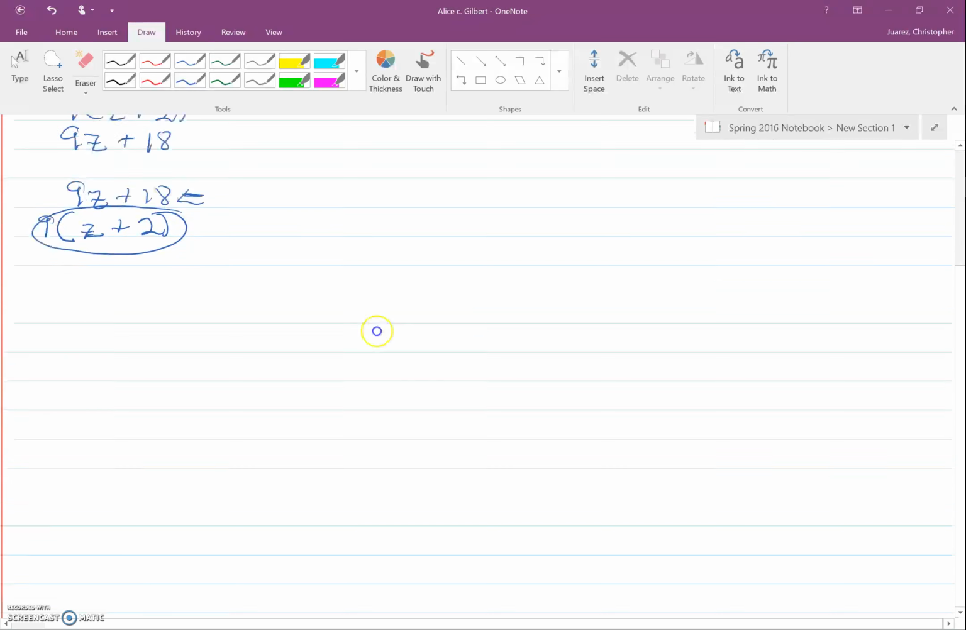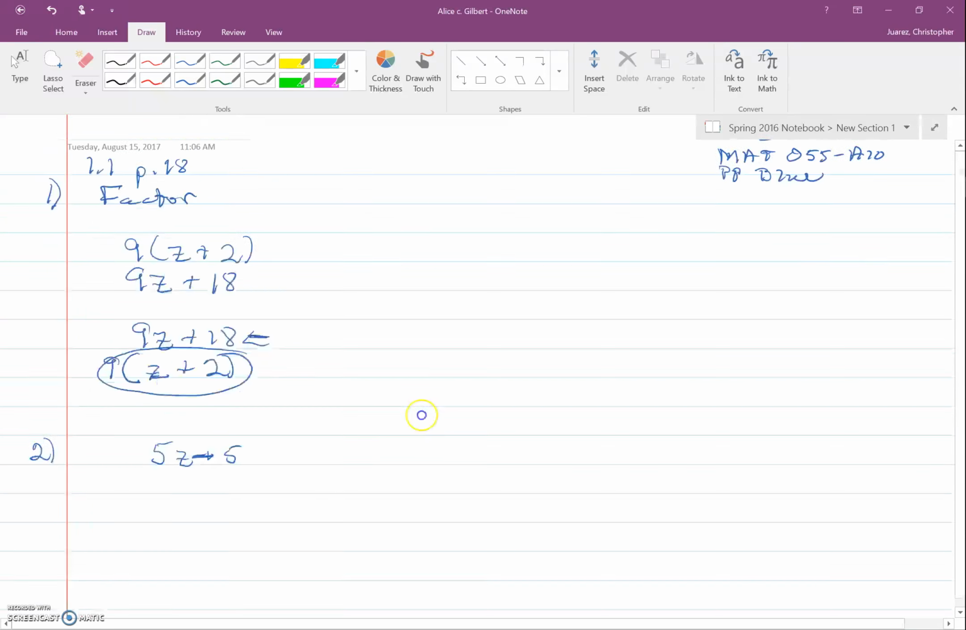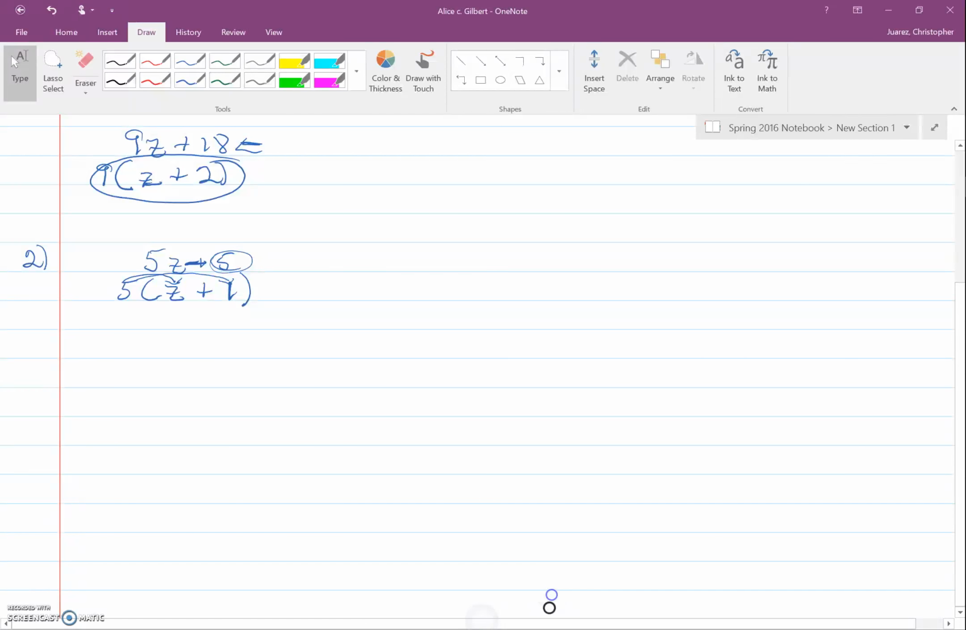Let's just do a few other examples just to make sure you really get this. 5z plus 5. So the biggest number I can get out is 5. I can't get any letters out because this guy here has no letters. So 5z divided by 5 is z, and 5 divided by 5 is 1. If I don't have that 1, when I multiply this back through, I won't come back to the 5.